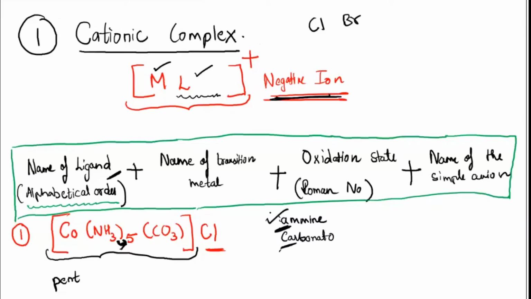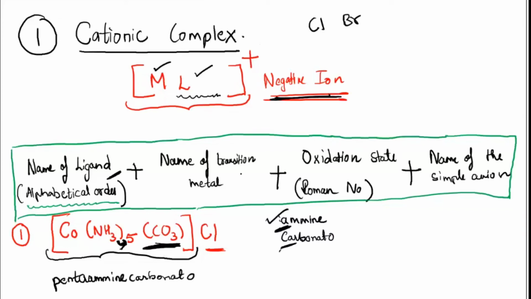So you choose based on the ligand name. Don't count the P of penta and then write in alphabetical order. No, we don't count the prefix for alphabetical order. We count only the name of the ligand. Some will have this confusion: are we supposed to take the prefix into consideration? No, you take into consideration only the ligand's name. So here penta, 5 NH3, so pentaamine. Then coming to the other ligand, CO3, that is carbonato. So we are done with the ligands.